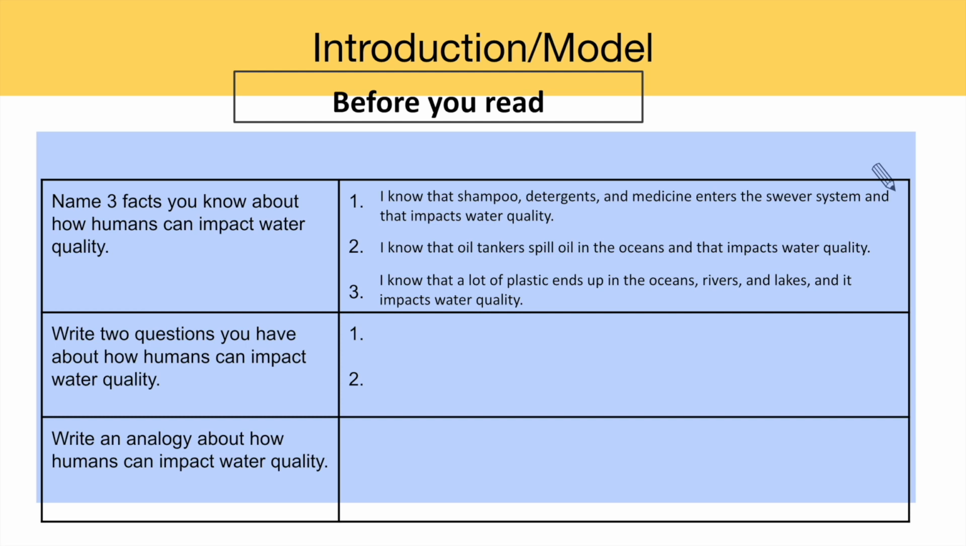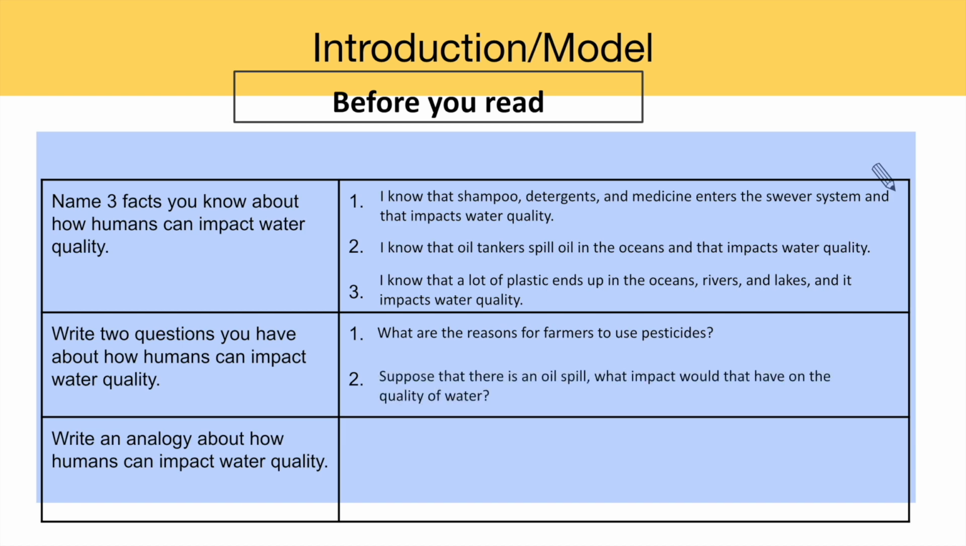Now, write 2 questions you have about how humans can impact water quality. What kind of questions were you able to come up with? Are they thought-provoking questions? Were you able to use any of the question stems? Let's see. My first question is, what are the reasons for farmers to use pesticides? My second question is, suppose that there is an oil spill. What impact would that have on the quality of water?